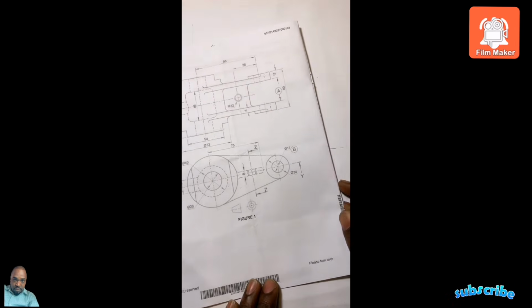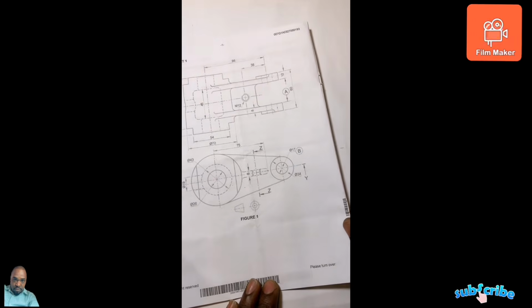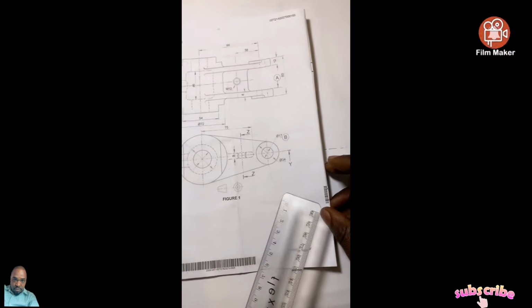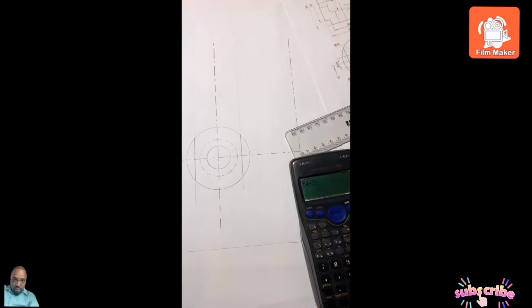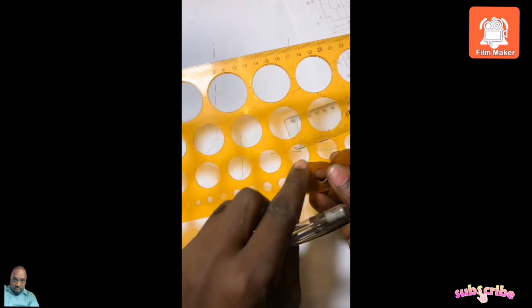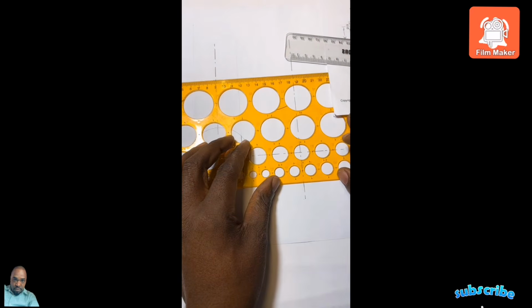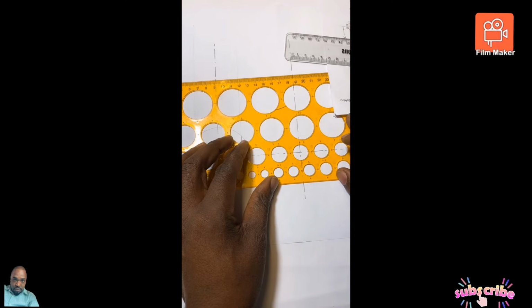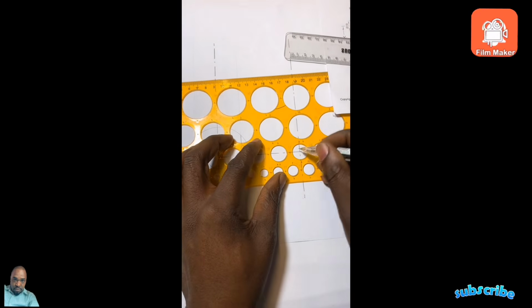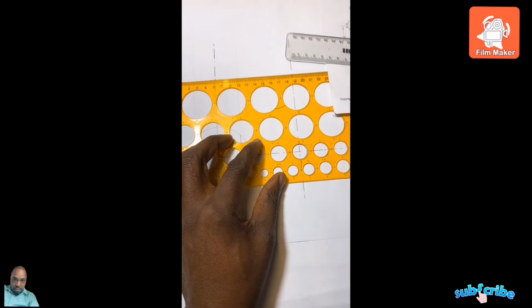So now let's get to this one. So the small diameter is diameter 17. So I want to be fast. Diameter 17. I'm going to look for diameter 17 here. It's this one. You understand? So this is my 17.